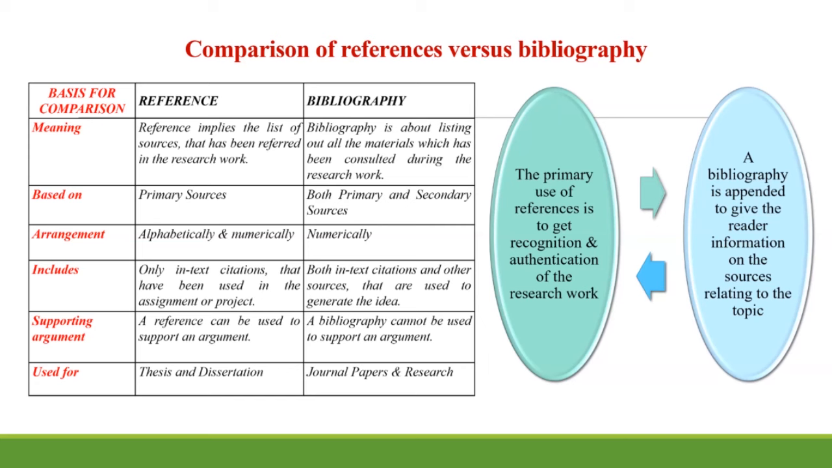While a bibliography cannot be used to support an argument, the function of a bibliography is to provide more sources of interest, more sources for the reader to delve deeper into the idea or the particular topic, and it cannot be used particularly to support an argument or to put forward a point. A reference is used for thesis and dissertation, while a bibliography is generally used for journal papers and research.